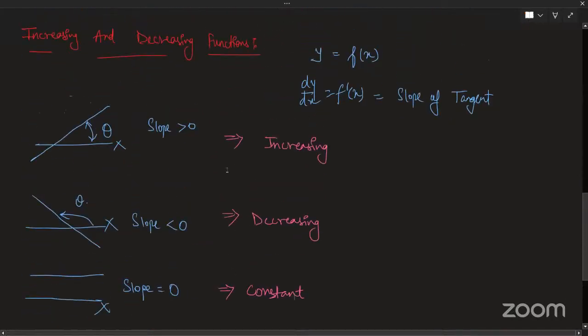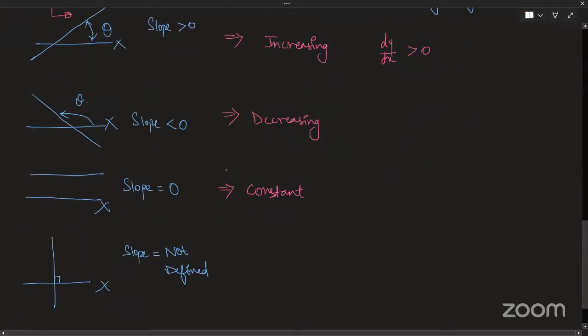So whenever your dy by dx is positive, you say that the function is increasing because your slope is positive. As x increases, moving towards the right, your value of y also increases. Over here, you increase your value of x and your value of y keeps decreasing. Over here, you keep increasing your value of x, your y doesn't change. It is constant. So over here, your dy by dx is negative. Over here, your dy by dx is equal to 0.